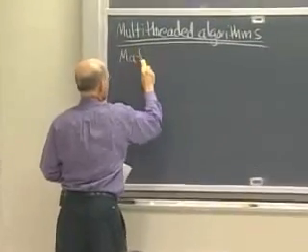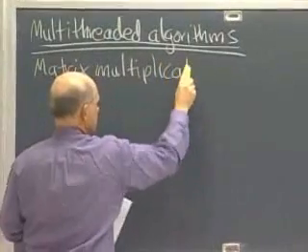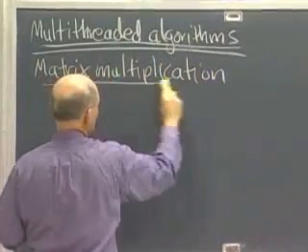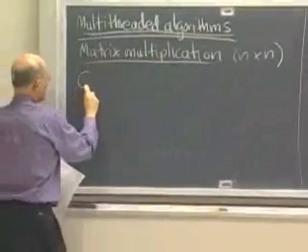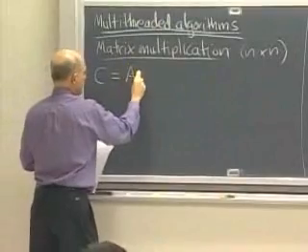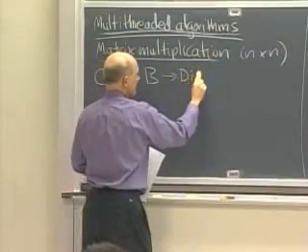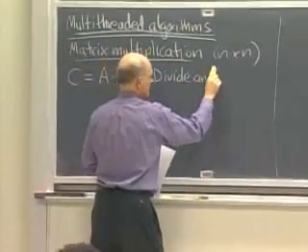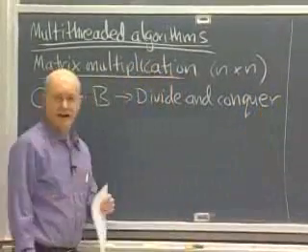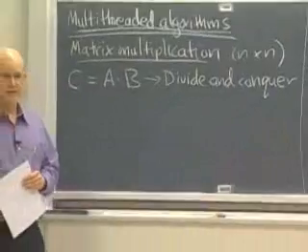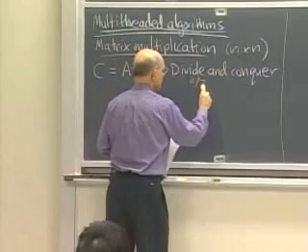So we'll start with matrix multiplication. And we'll do n by n. So our problem is to do C equals A times B. And the way we'll do that is using divide and conquer, as we saw before, although we're not going to use Strassen's method. Okay, we'll just use the ordinary thing, and I'll leave Strassen's as an exercise.